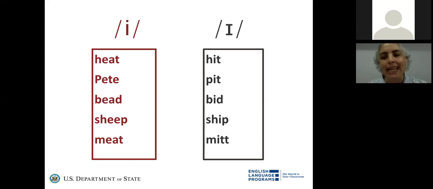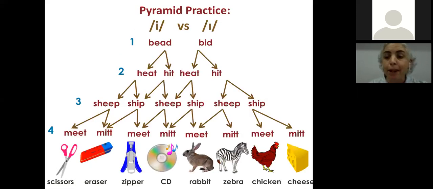Okay, so let's keep on practicing those two sounds, the E sound and the I sound, with a pronunciation pyramid. The pronunciation pyramid is a fun and gamified way to practice noticing the difference between the E and the I sound. And students usually tend to really enjoy this activity also.